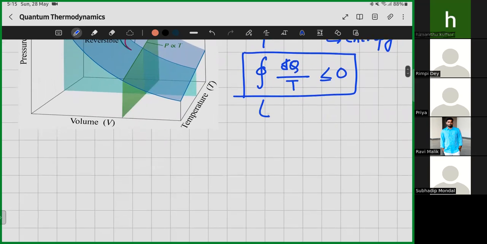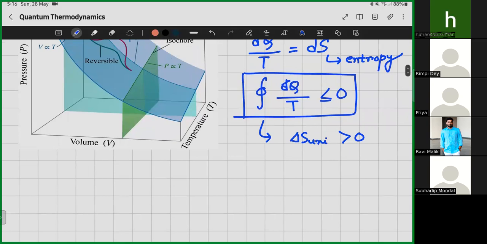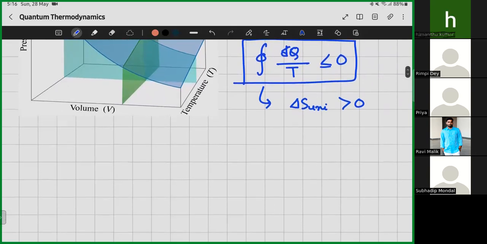So what does it mean? It means that the entropy change for an irreversible process is always greater than that through a reversible path. Or we can say that, as we know, ΔS universe is always greater than zero. This is the second law. So from the Clausius inequality, we can say that our second law is just that for any process, the overall entropy of the universe will always increase.